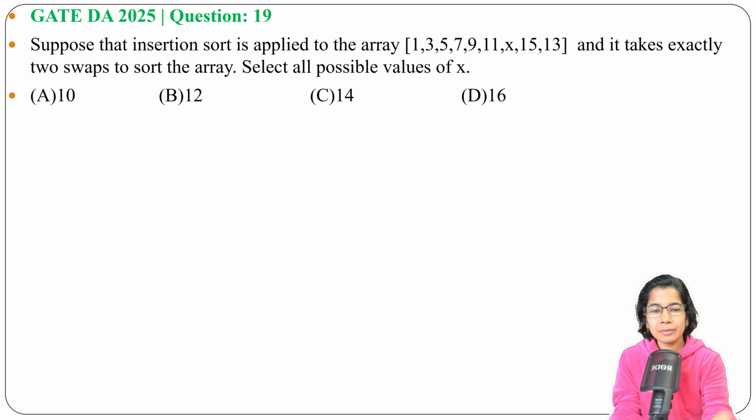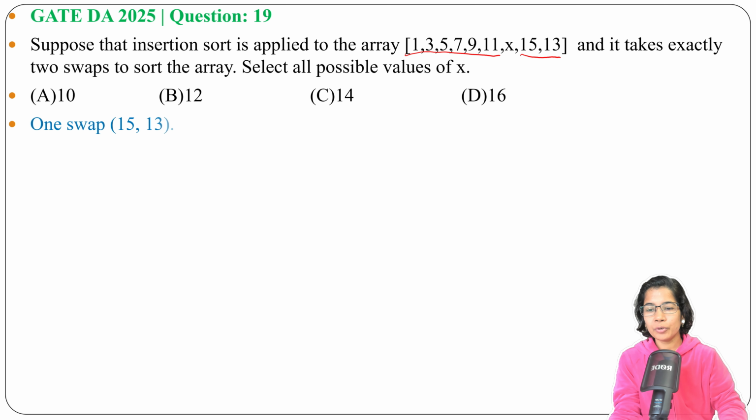In this array, if you see, 1 till 11 are already sorted, so there will be no swap for 1 till 11. 1, 3, 5, 7, 9, 11 all are sorted. So for 15 and 13 there will be one swap. 13 will come before 15. And in the question it's given there will be exactly 2 swaps. So 13, 15 is one swap.